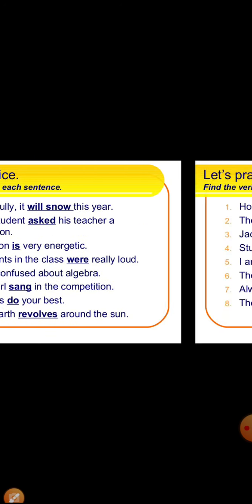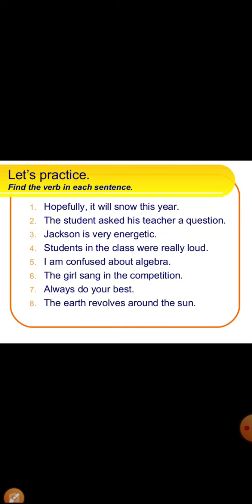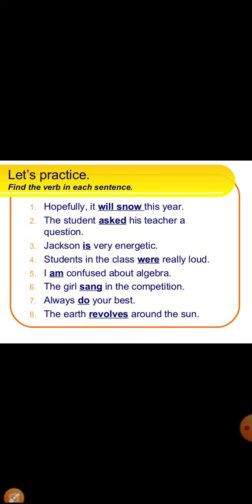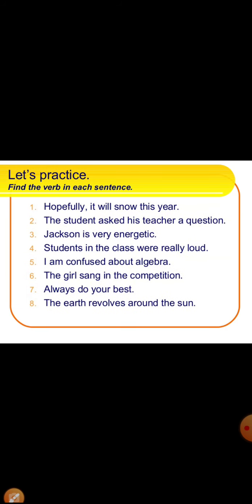Jackson is very energetic. Here is the linking verb, right, which connects the subject to the predicate. Students in the class were really loud. So here the verb is were. I am confused about algebra. Am is the verb, helping verb.